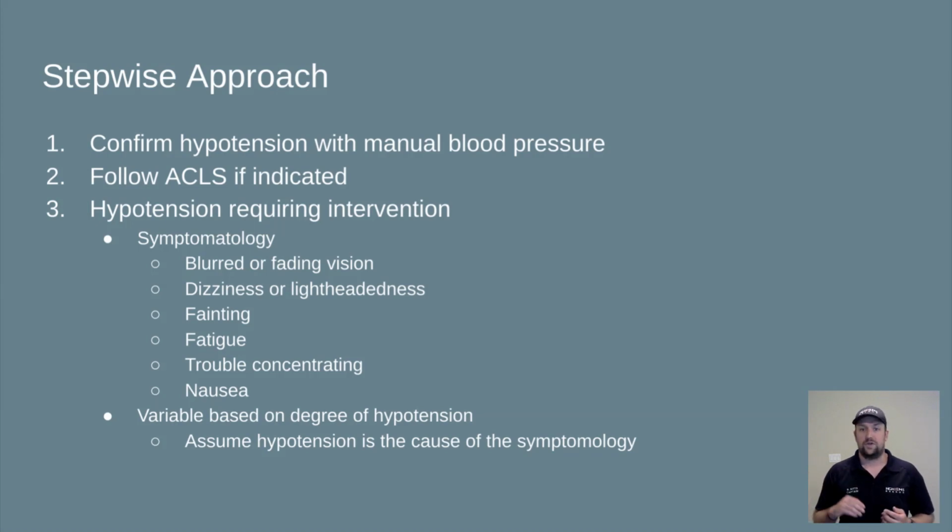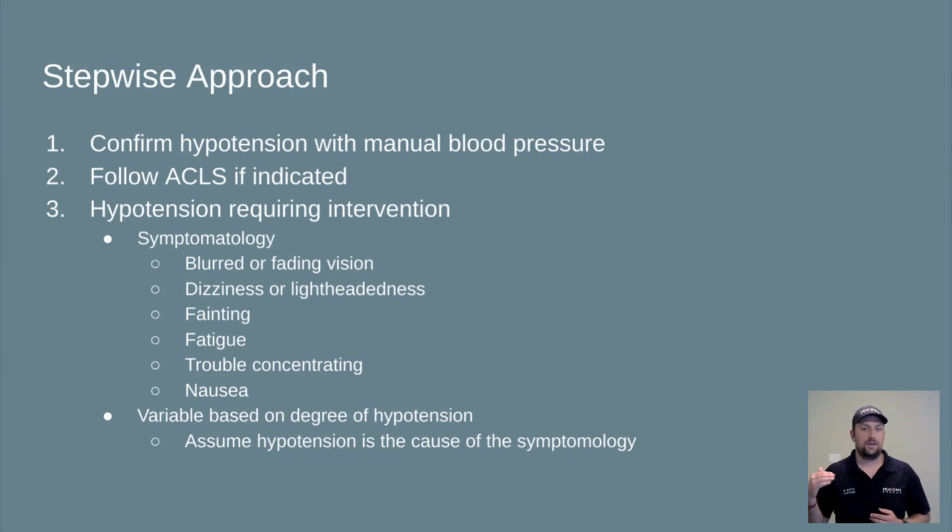Third, so we confirmed it's a true pressure with manual, it's not ACLS, and we have symptomology. Number 3 is symptomology. Let's go through it. So blurred or fading vision, dizziness or lightheadedness, fainting, fatigue, maybe they have trouble walking when they're normally able to, trouble concentrating, nausea with or without vomiting.